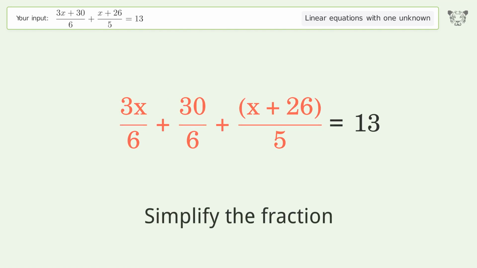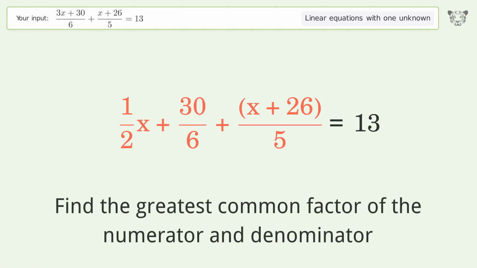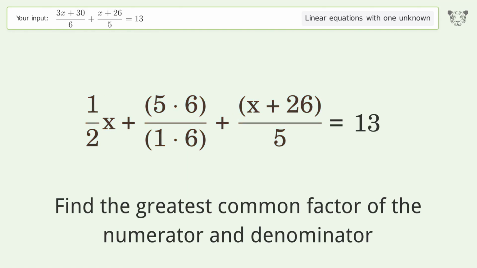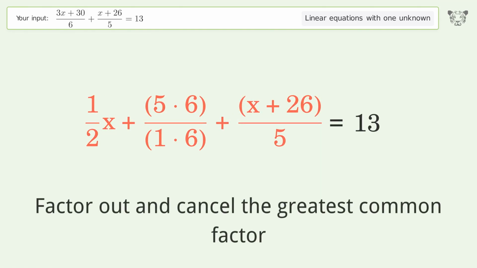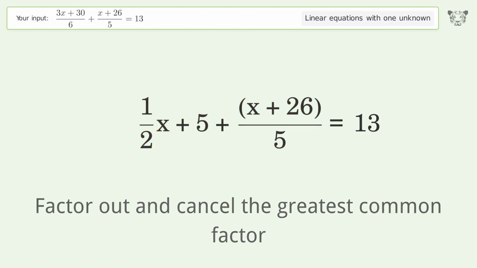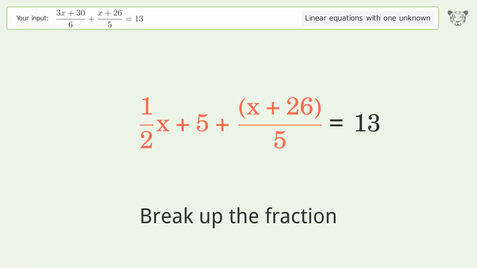Simplify the fraction. Find the greatest common factor of the numerator and denominator. Factor out and cancel the greatest common factor. Break up the fraction.